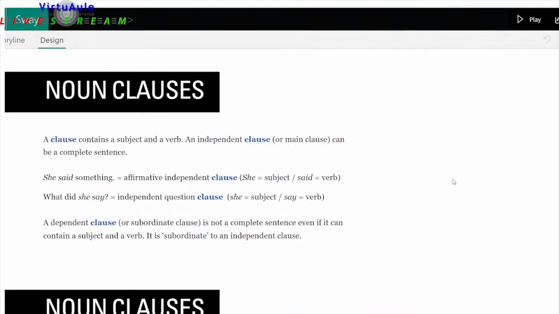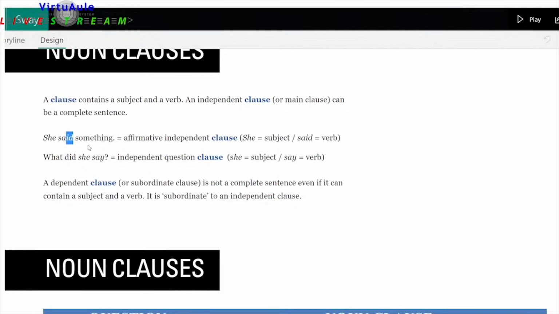Okay. We're going to start with noun clauses. A clause contains a subject and a verb. An independent clause, that means the main clause, can be a complete sentence. She said something. We have she as the subject, said is the verb. This is an affirmative, independent clause. She said. Okay, there's also an object. What did she say? She said something. What did she say? This is an independent question clause.